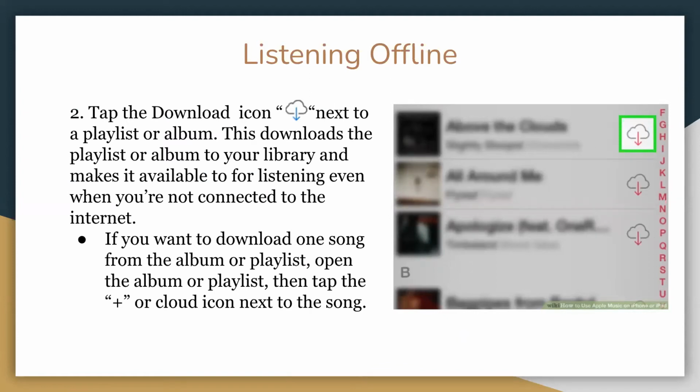If you want to download one song from the album or playlist, open the album or playlist, then tap the plus button or cloud icon next to the song. This only downloads one song instead of downloading the entire album, which you will be able to do if you just click the cloud beside the top of the screen.